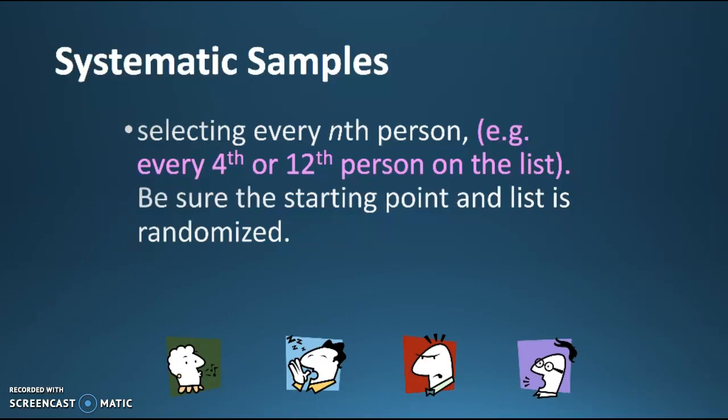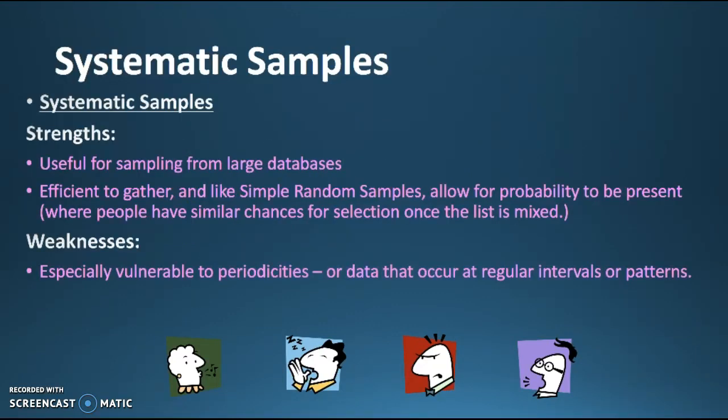to be part of your sample in your study. So these can work pretty well, and they're pretty easy to do. So the strengths are, it's useful for sampling from large databases, and you'll get pretty good coverage. Very efficient to gather, just like a simple random sample. Allows for the probability to be present, where people have similar chances for selection once you mix up the list. Everybody gets a chance of being picked.